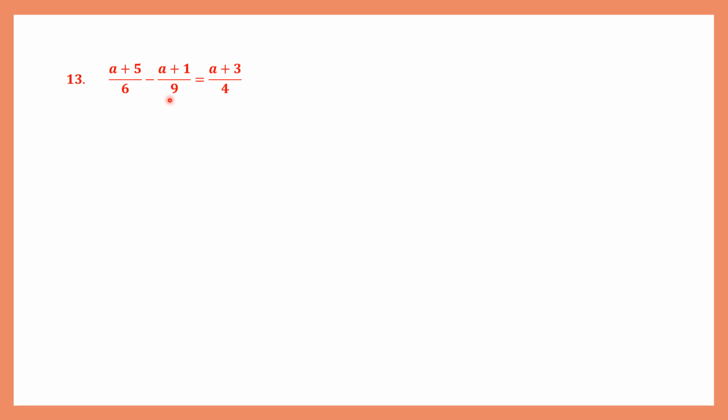Question 13. So first let's work out the subtraction and then we'll find the value of a. So here what do we have? We have a plus 5 by 6 minus a plus 1 by 9. So this we're going to work out first. And on this side we have a plus 3 by 4. So here, as you can see, the denominators are different. So we must find the LCM of 6 and 9.